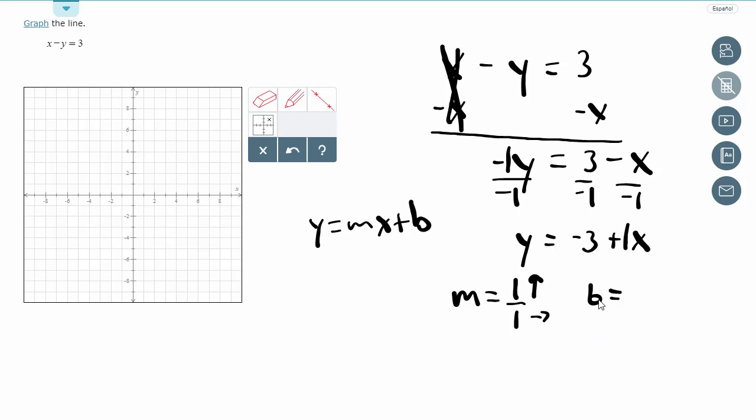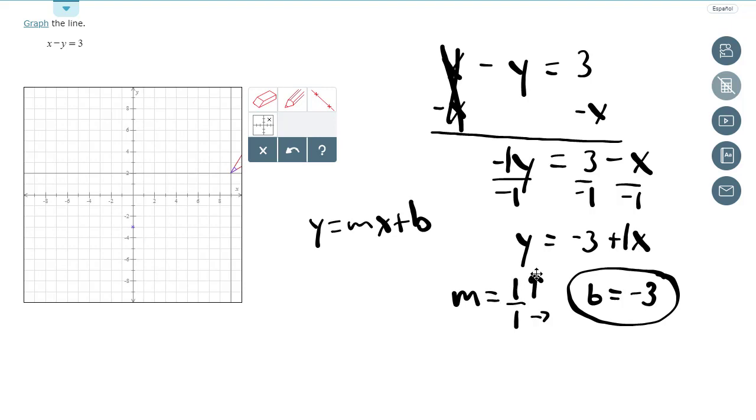Then the next thing I identify is the y-intercept, which is the value for b. In this case, it's the number without the variable, which is negative 3. So I write down negative 3 for that. And this is the one I'm going to start with for my graph. The y-intercept tells us to go to the y-axis, which is this axis here. You're going to go to the number negative 3, which is right here. Put your first point.